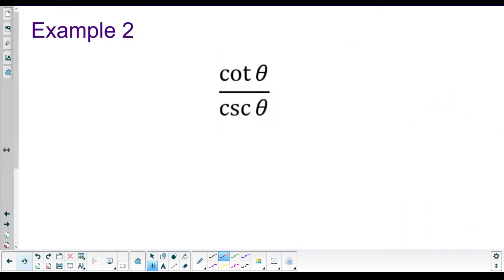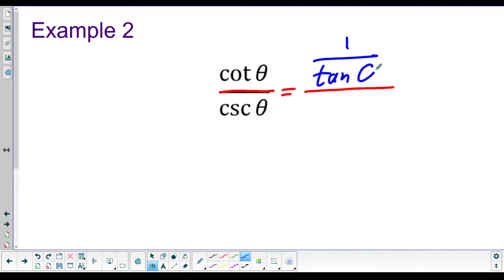Okay. Example 2. All right, this is a whole mess, right? We've got cotangent, cosecant. This is awful. Let's go ahead and turn this into some nicer stuff. We can turn cotangent into 1 over tangent. So let's try that. This bar here is going to be this bar here. This is going to be 1 over tangent of theta. Cosecant is 1 over sine of theta.